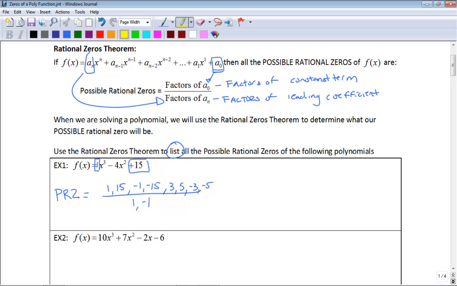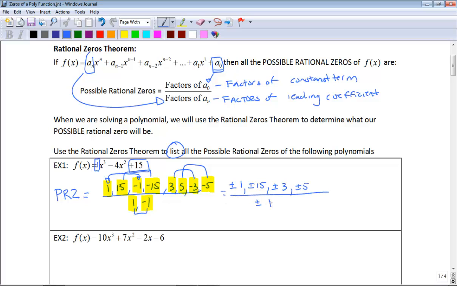If you notice here, I have a positive 1 and a negative 1, a positive 15 and a negative 15, a positive 3 and a negative 3, a positive 5 and a negative 5. In the denominator, I have a positive 1 and a negative 1. When you're doing this, you don't really list out all your factors this way. Since you know that 1 is a factor and that it could be both positive and negative, we write plus or minus 1. Since we know 15 is a factor and that it can be positive and negative, we write plus or minus 15. Same thing for 3, plus or minus 3, and plus or minus 5. And this is all divided by plus or minus 1.